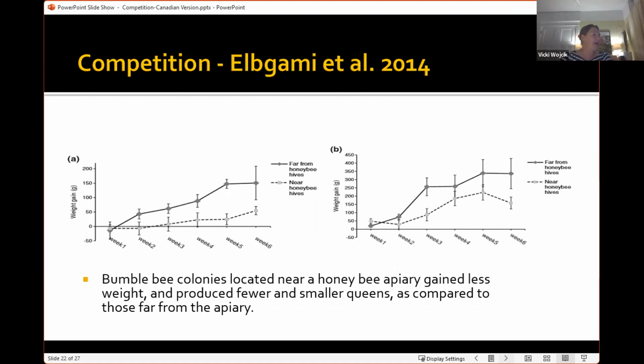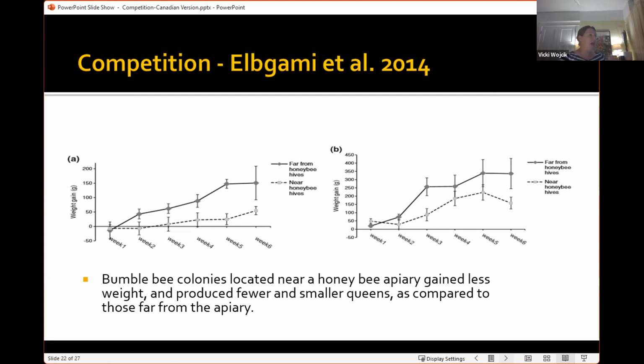Another one that did a similar study was looking at the total weight gain of bumblebee colonies. Bumblebees don't store honey quite in the same way that honeybees do, but they do store some. But the weight gain of a bumblebee colony would be a good representation of how much brood they're producing. And in this study, similarly, when bumblebee colonies were close to honeybee hives versus further from them, there was a marked difference in their weight gain, and they did also produce fewer and smaller queens.